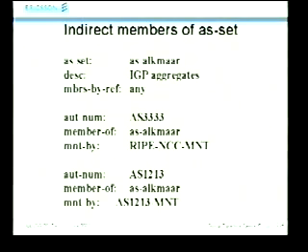Here are some indirect members of an AS set. I have an AS set called AS Alkmaar, members by ref any, and I have an Autonum AS3333. It's a member of AS Alkmaar, maintained by this maintainer. Does it match the filter? Yes. Any matches everything. Okay. This Autonum is a member of this AS set. This Autonum object says it's a member of AS Alkmaar. Does this maintainer match any? Yes, it does. So this Autonum, the AS number represented by this object, is a member of this AS set.